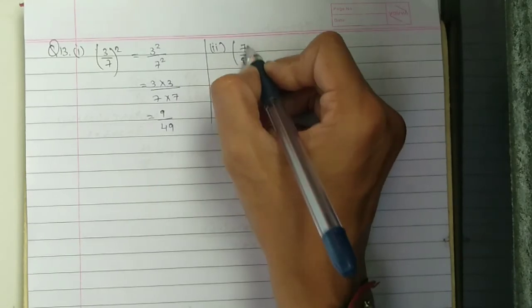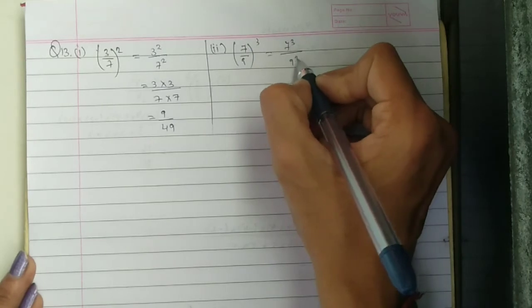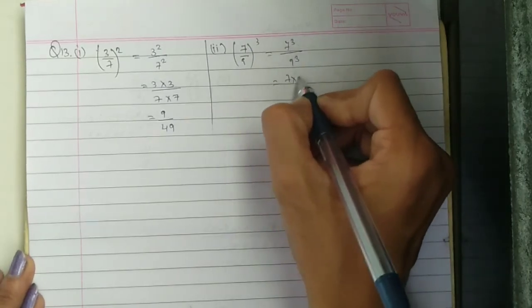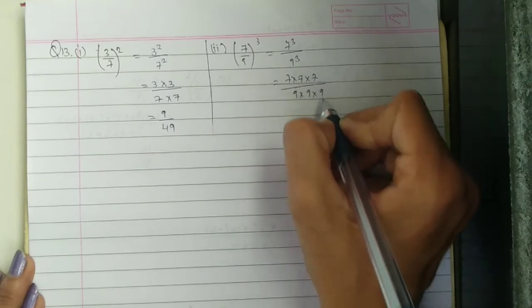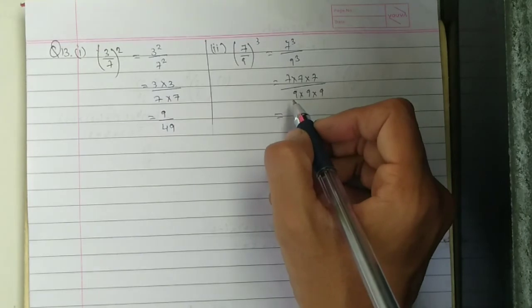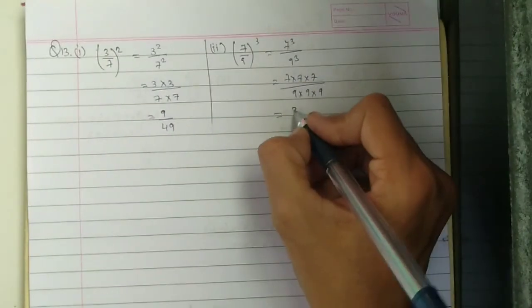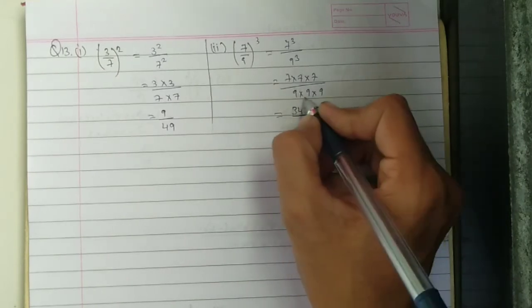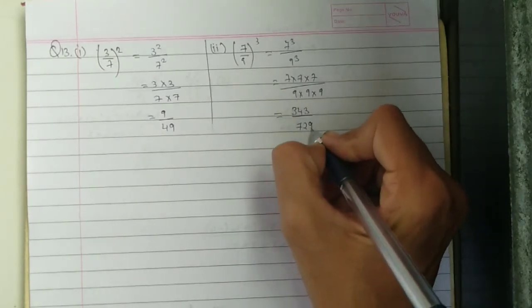7 upon 9 raised to 3. So 7 raised to 3 and 9 raised to 3, equal to 7 into 7 into 7 upon 9 into 9 into 9. So 7 sevens are 49, 49 sevens are 343, upon 9 nines are 81, 81 nines are 729.